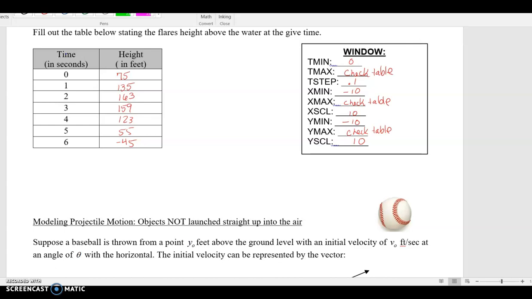So now I'm going to extend this. What if we have both the vertical and the horizontal, and we have to think about an angle?